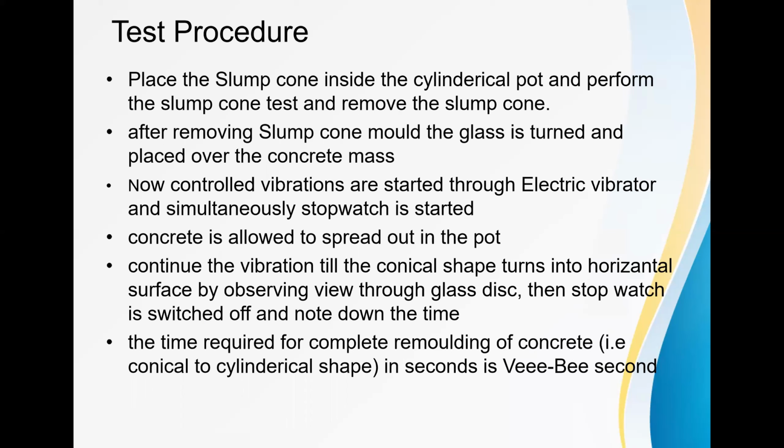Continue the vibration till the conical shape of the concrete turns into a horizontal surface, which we view through the glass disc, then stop the watch, switch it off and note down the time. That means the time required for complete remolding of the concrete, from the conical shape to cylindrical shape, in seconds, is the VB seconds.